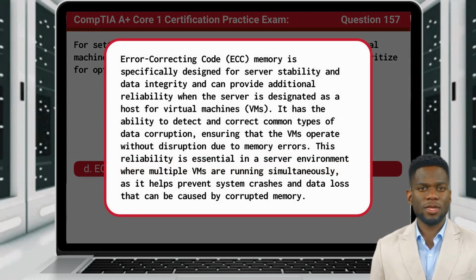Error-correcting code memory is specifically designed for server stability and data integrity, and can provide additional reliability when the server is designated as a host for virtual machines. It has the ability to detect and correct common types of data corruption, ensuring that the VMs operate without disruption due to memory errors. This reliability is essential in a server environment where multiple VMs are running simultaneously, as it helps prevent system crashes and data loss that can be caused by corrupted memory.